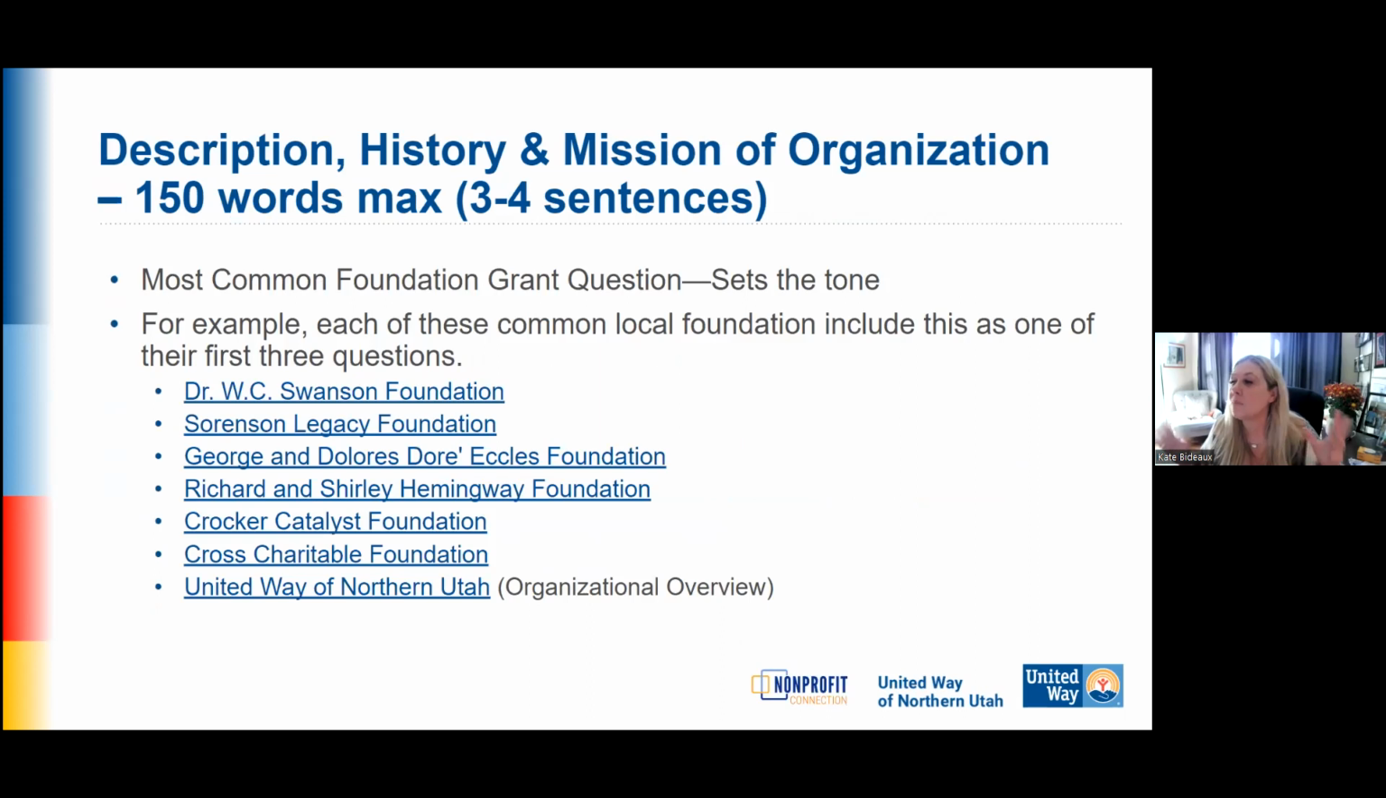So the most common question in any grant application you're ever going to get is a description of your organization, the history and the mission of the organization. So I recommend that everybody always have something written and ready to go for that question. So the most common grant question that there is. It sets the tone for what you're going to do.